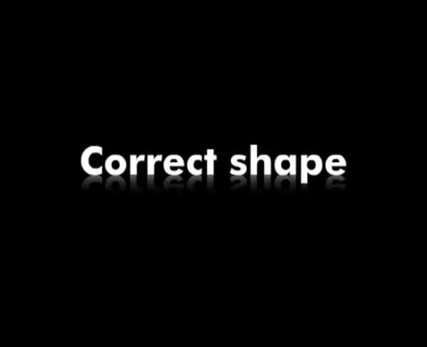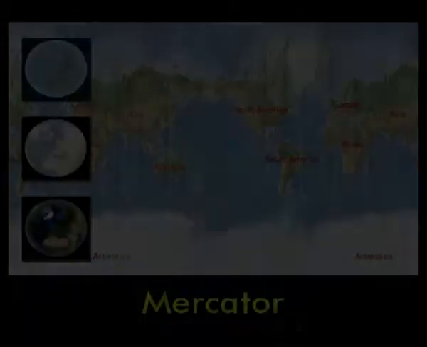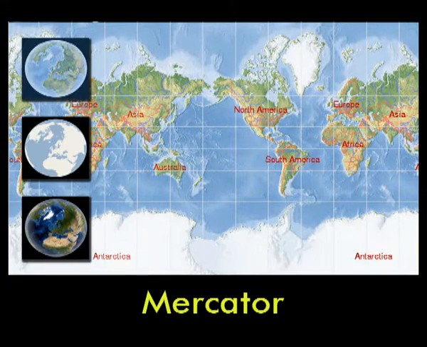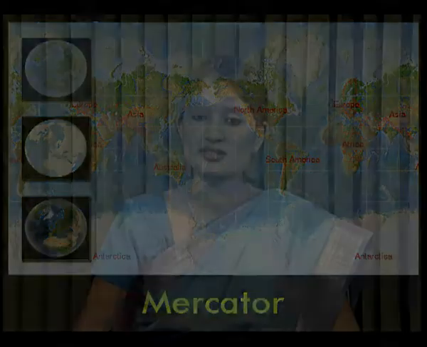Correct shape. Maps that do not distort shape are called conformal maps. Shapes of land areas conform to or look like the shapes on a globe. Straight parallels and meridians cross at right angles, and this is most often used for world maps. Example, Mercator spreads the images near the poles, so distance and size are greatly distorted at polar regions. Shape and direction are accurate and valuable for sea travel and ship navigators.